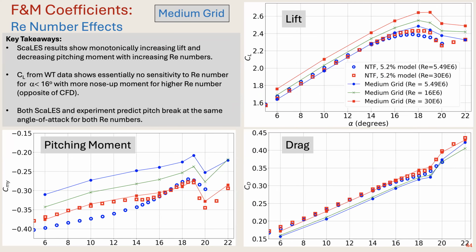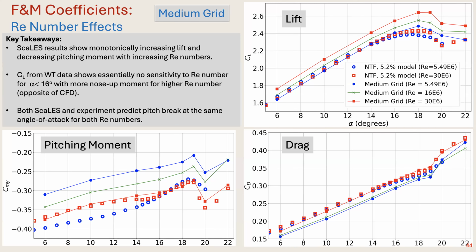And this also shows a Reynolds number effect, that the scale-resolving simulation shows monotonically increasing lift and decreasing pitch moment. But CL from the wind tunnel data shows essentially no sensitivity to Reynolds number up to 16 degrees, and more nose up moment for high Reynolds number. That's opposite of the CFD, but both scale-resolving simulation and experiment predict pitch break at the same angle of attack for both Reynolds numbers.